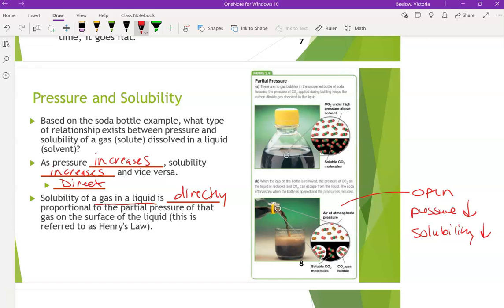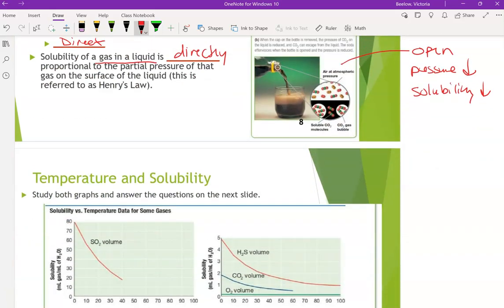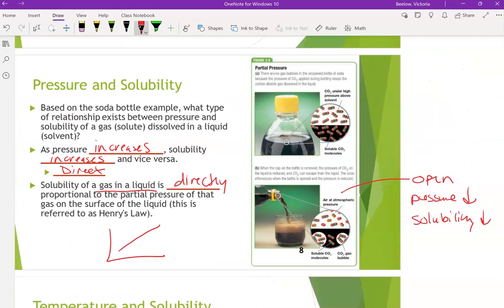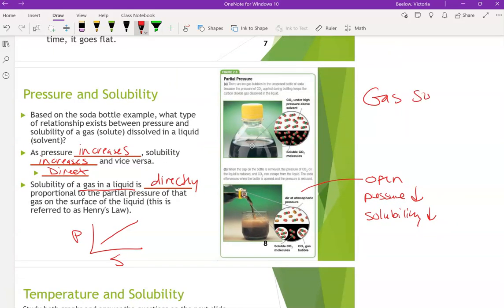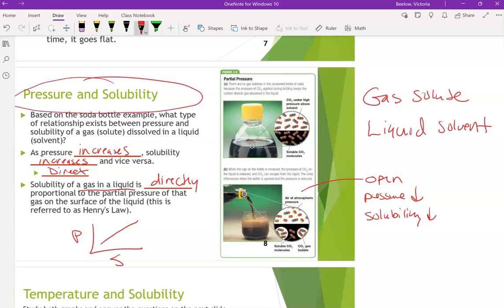To illustrate that, we'll get to this in a second, a graph would look something like this. As the pressure increases, so does the solubility. As the pressure decreases, so does the solubility. Again, this is specific to the example of having a gas solute and a liquid solvent. That's the type of relationship we're seeing between pressure and solubility. It's going to be direct for this situation.